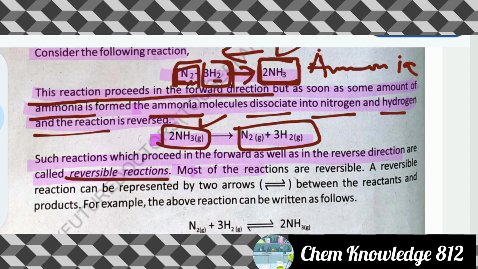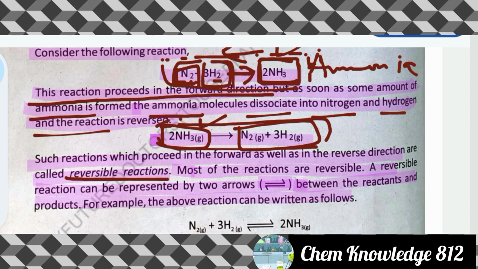Most of the reactions are reversible. Reversible reactions can be represented by two arrows. These two arrows are how we can represent the reversible reactions between the reactants and products. For example, the above reactions can be written as follows. So this is the first step of the reaction, and this is the second step of the same reaction.